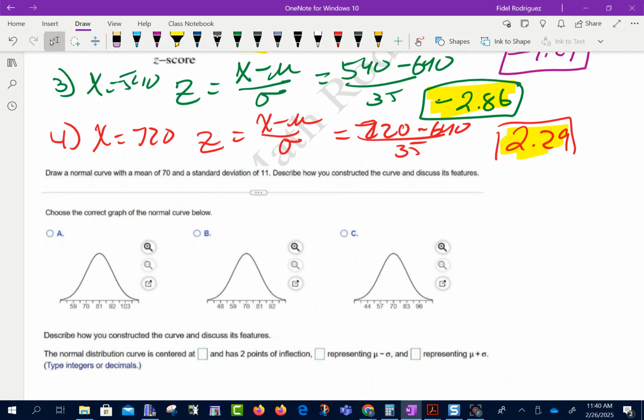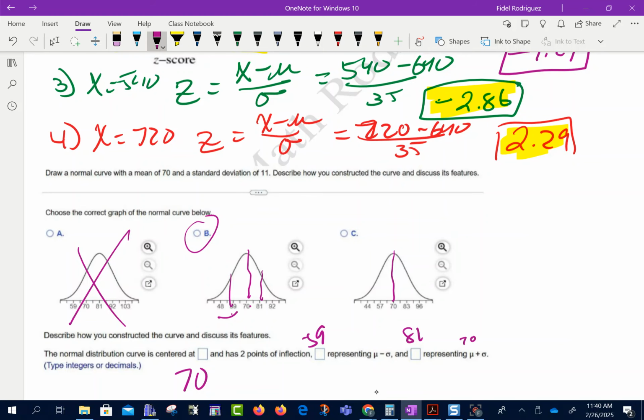And one last question here. It says draw a normal curve with a mean of 70 and a standard deviation of 11. So remember, we want our middle number to be 70. So we can automatically get rid of A. Standard deviation of 11. So here's 70 and here's 70. Standard deviation 11, that would be choice B, right? So the curve is centered at 70, and our 2 inflection points, the first one is 59, and that represents 70 minus 11, and 81, and that represents 70 plus 11. And we are done.